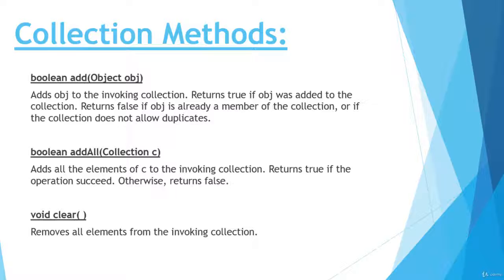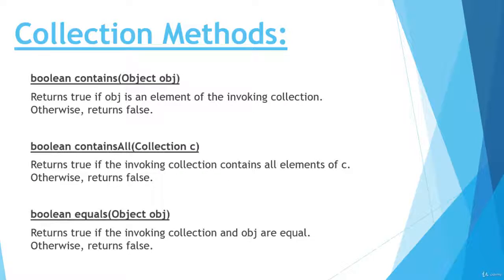And third, we have the clear method. Now this method removes all the elements present in the collection, and it may be any collection that we use, and this clear method will clear all the elements in the particular collection that we declare in our program. Next, we have the contains method. This is also a Boolean type method that takes an object. It returns true if the object is an element of the invoking collection, otherwise it returns false.